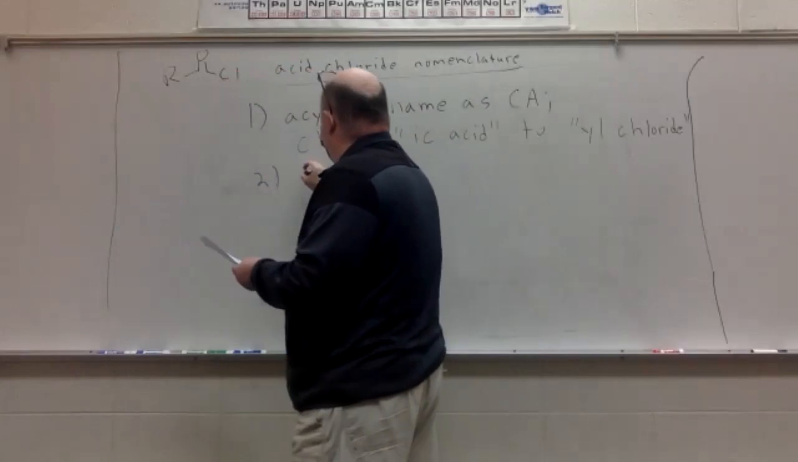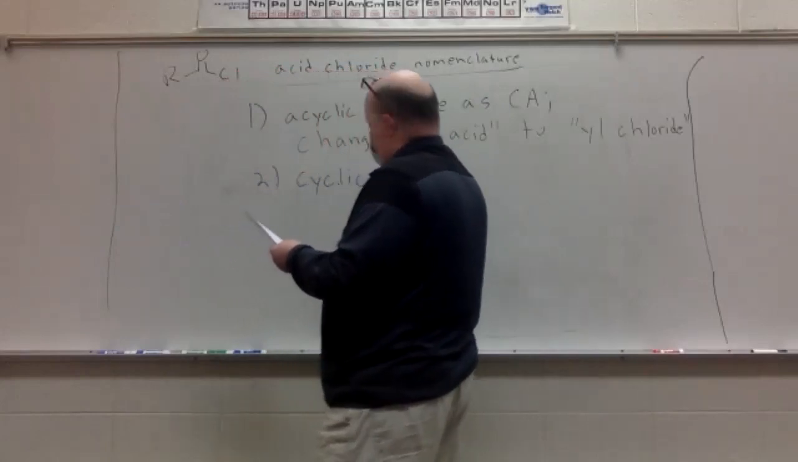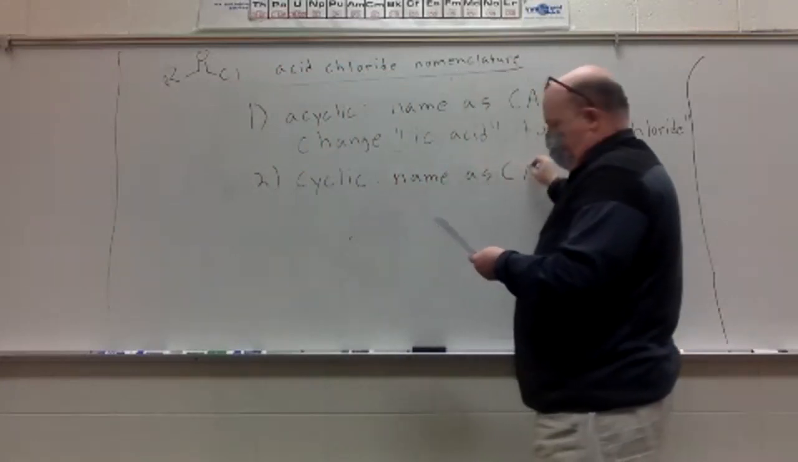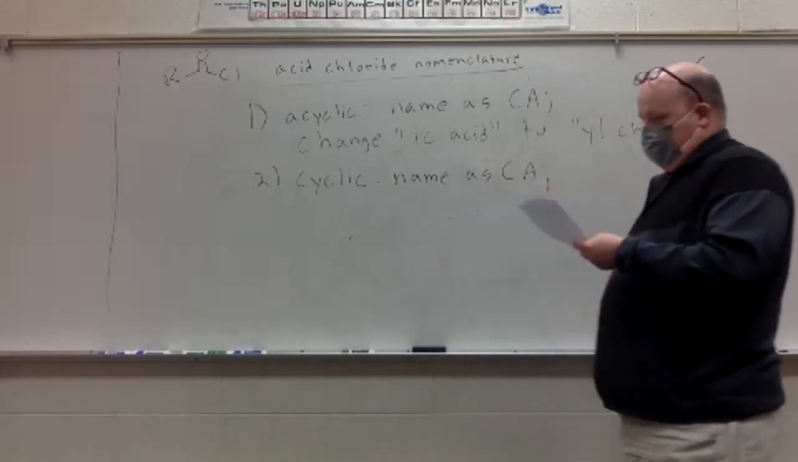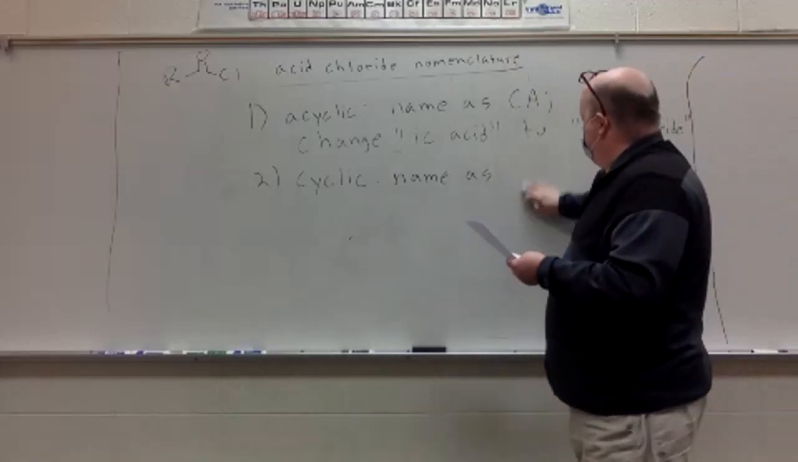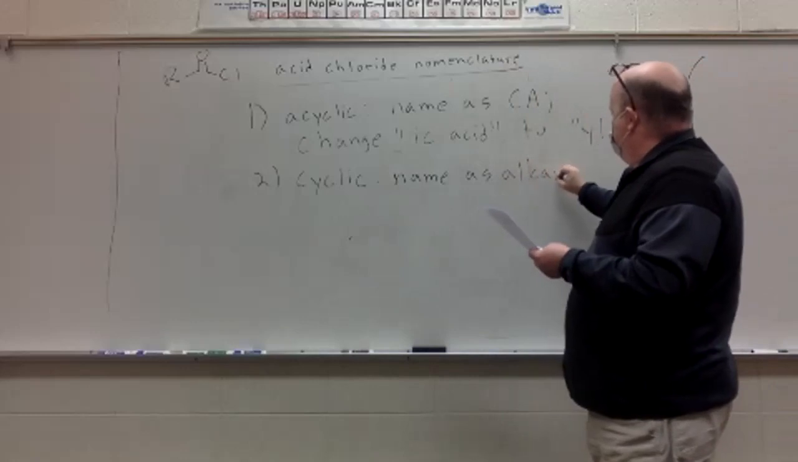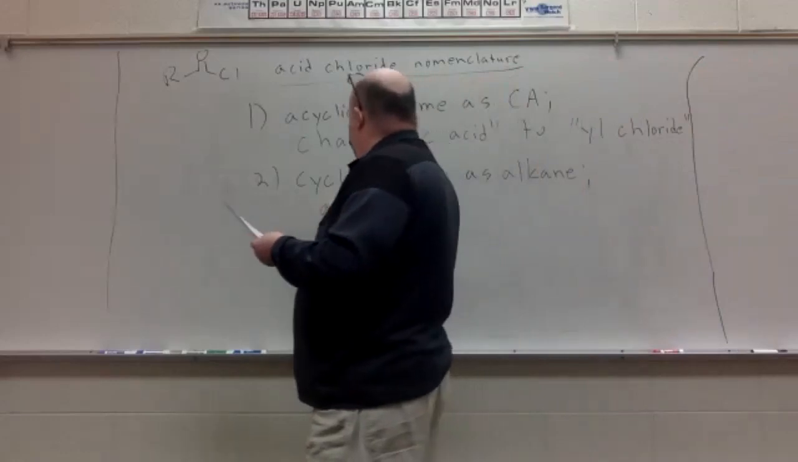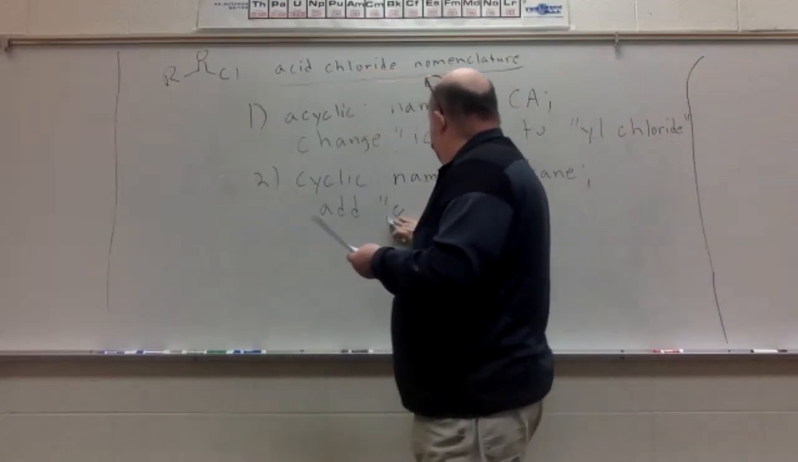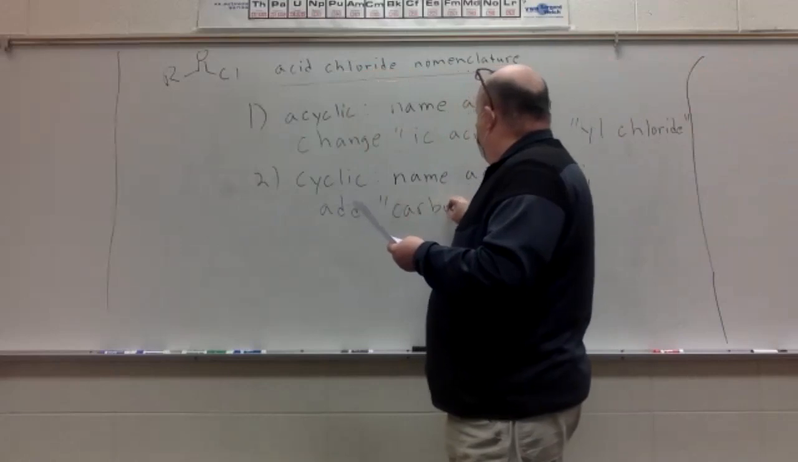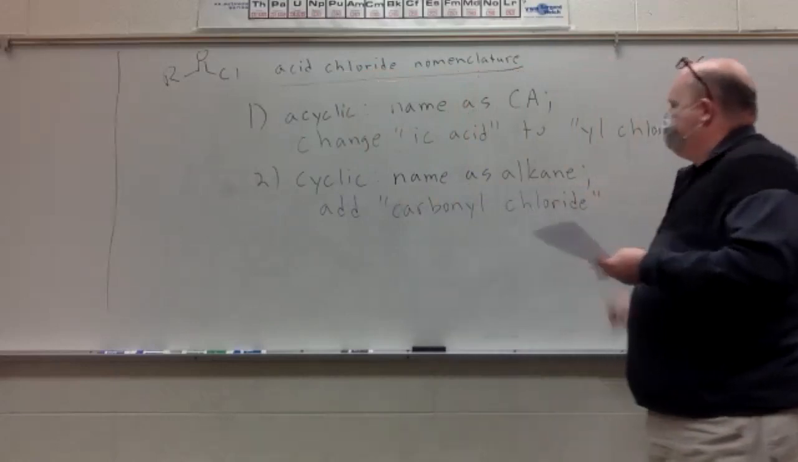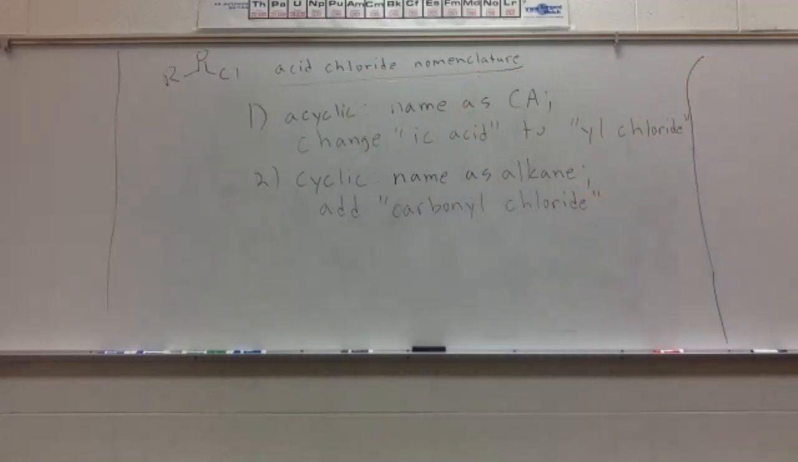All right, so the next one's going to be for cyclic acid chlorides. Again, you're going to name as the carboxylic acid. Excuse me, not name as carboxylic acid, you're going to name as an alkane. Sorry. Then you add the phrase carbonyl chloride. So name the parent chain as an alkane, add the words carbonyl chloride.